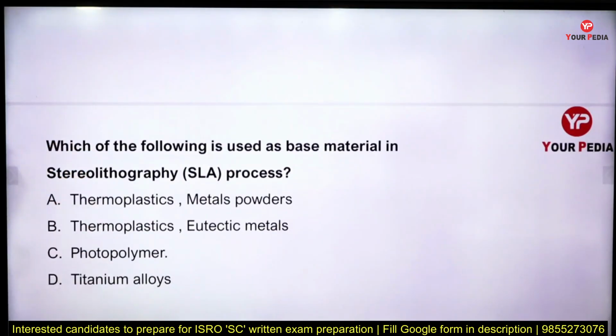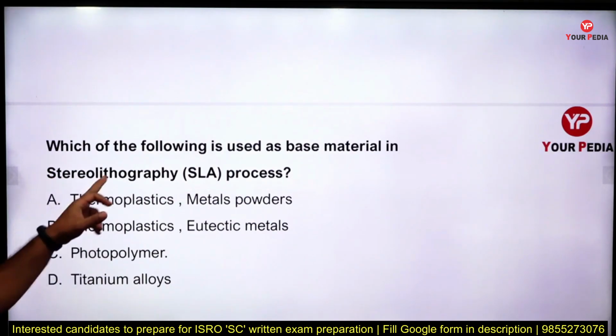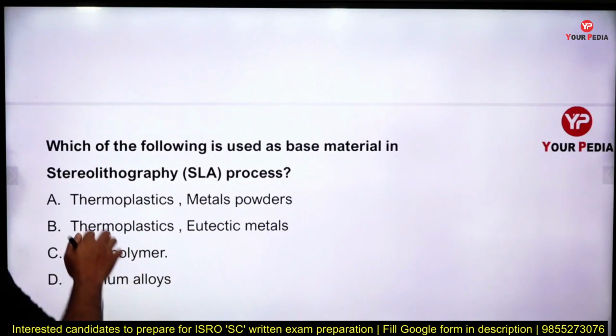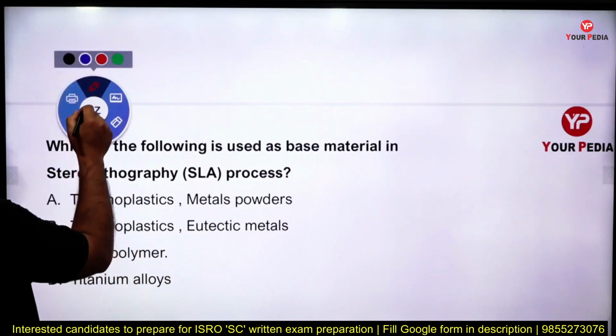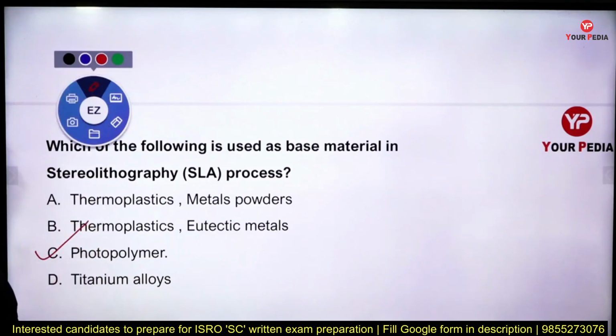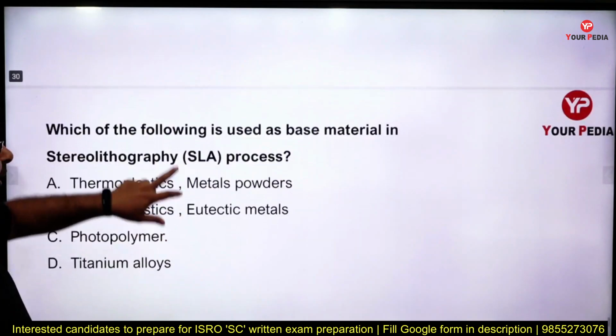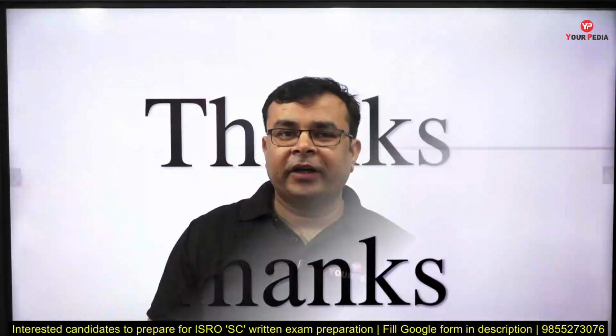Now, which one of the following is used as a base material in stereolithography? Thermoplastic, no. Metal powders, no. Eutectic metals, no, wrong. Photopolymers, yes. Photopolymer liquid resins are used for making a 3D component with the help of stereolithography technology. Is it clear? Okay, so this is all about the additive manufacturing process.